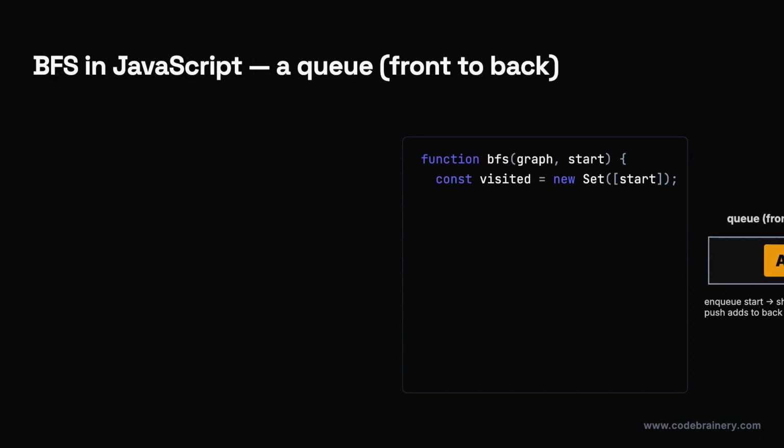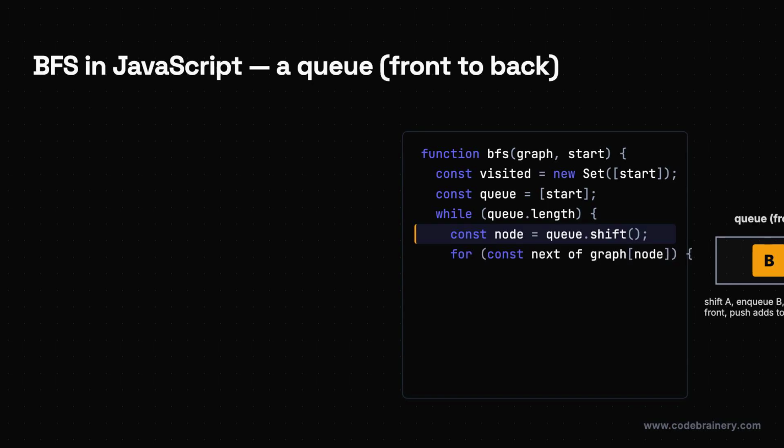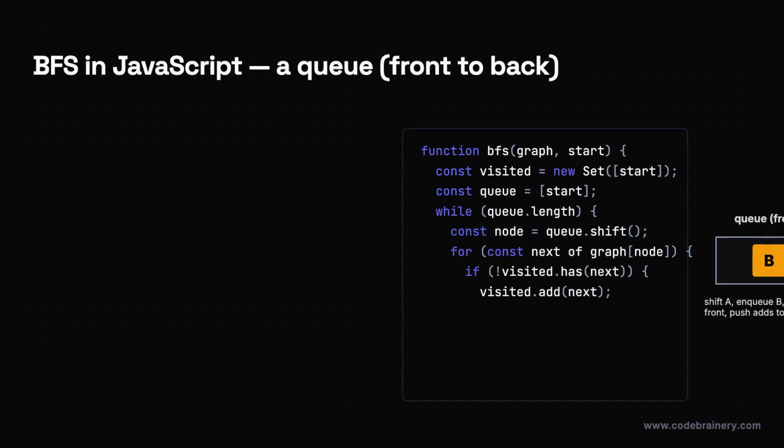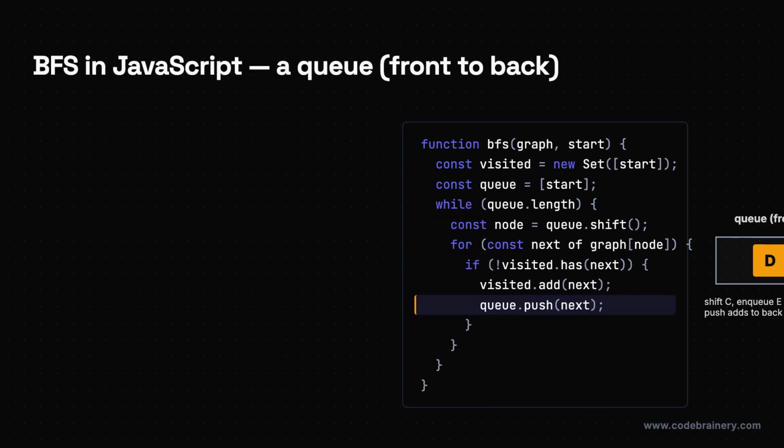In JavaScript, a queue is just an array with shift and push. Add the start node, then in a loop, take from the front. Mark each unseen neighbor, and push them to the back. Always front to back. That is what makes the ripples work.